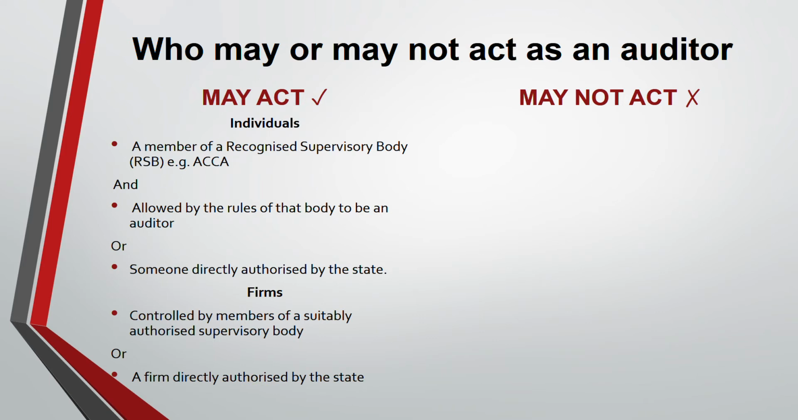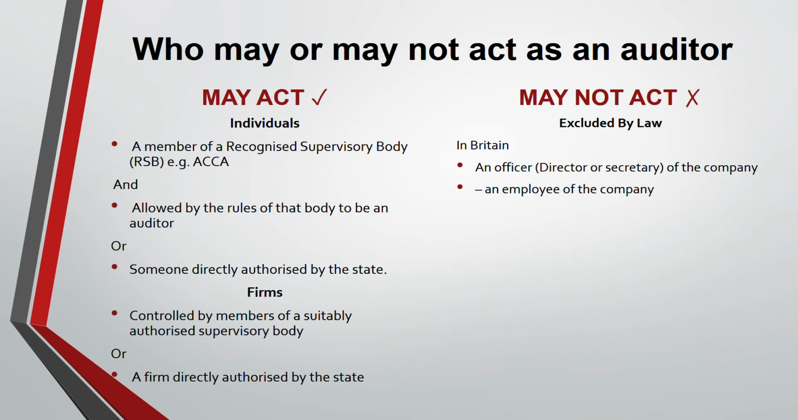Now let's go to the ones who cannot act as an auditor. Who are they? Employees. Okay, they are excluded by law. There are two things. One is excluded by law, the other is excluded by ethics. Excluded by law are the ones, for example, in Britain. Okay, this is related to Britain, but it's suitable for you also if you are in any other country. An officer or director or secretary of the company cannot act as an auditor. For example, any employee of a company cannot act as an auditor because they are working there. They have financial interest, they have self-interest in that company, and if they audit, it's like they are checking their own work.